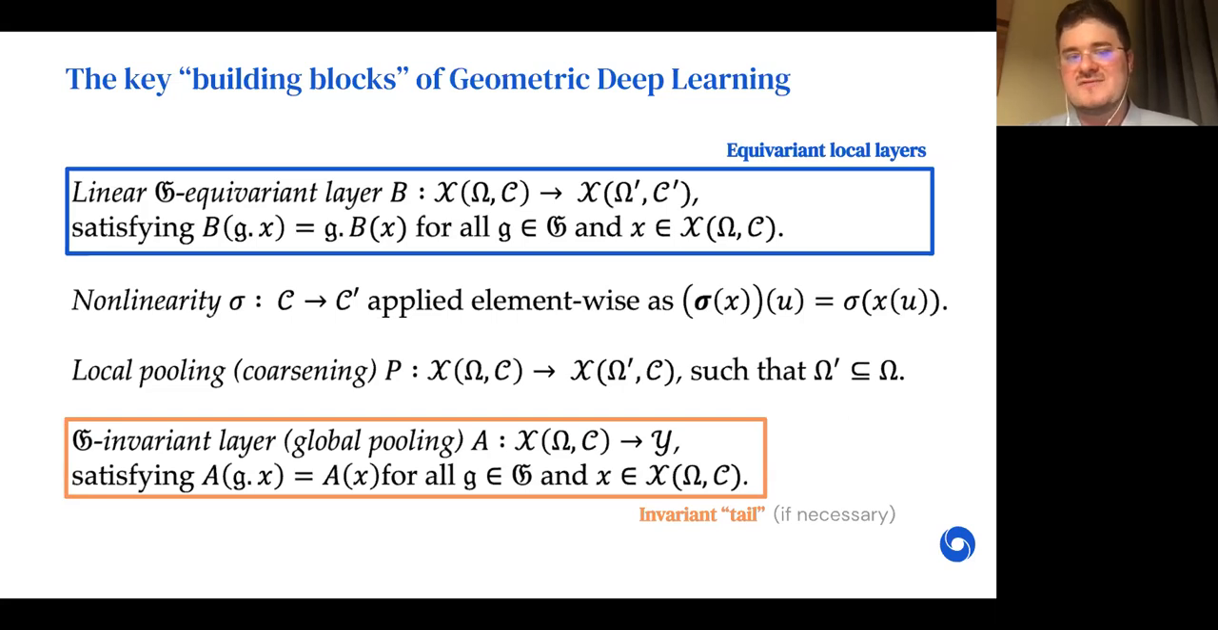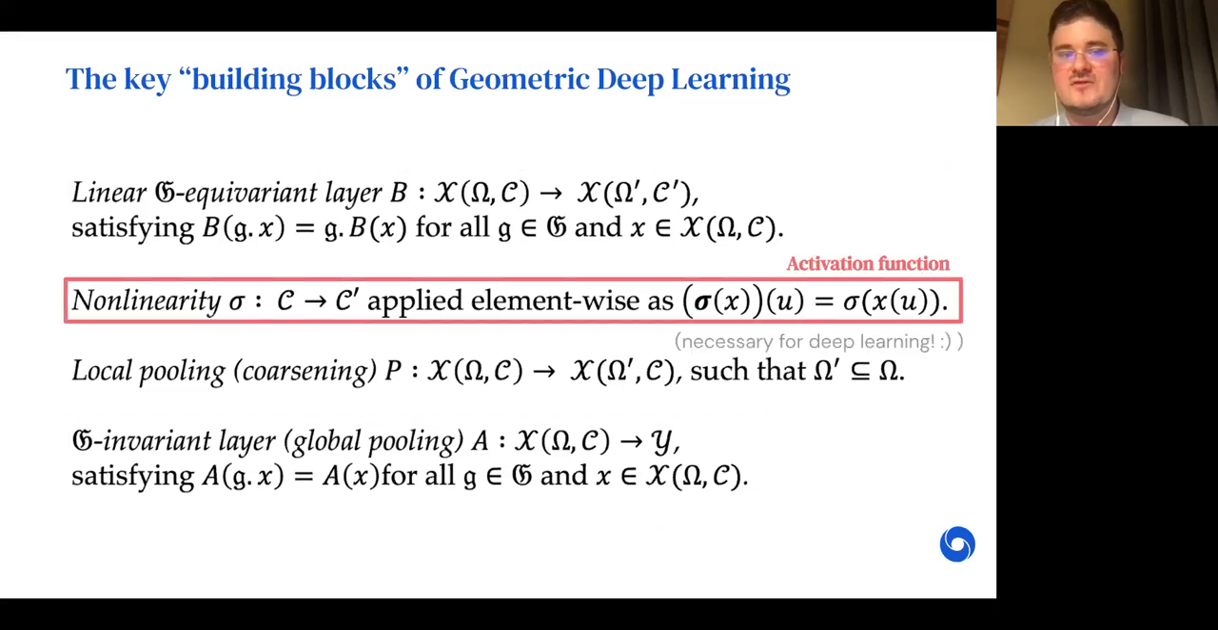Another element that we need for deep learning is to introduce some kind of nonlinearities. And in deep learning, we typically do that by pointwise activation functions like ReLU or sigmoid, which we can apply on every single element of the domain in isolation.